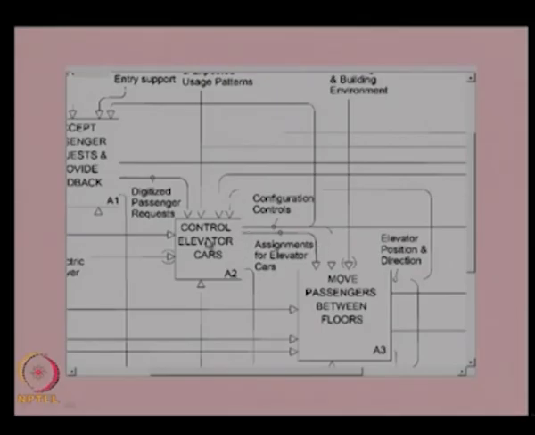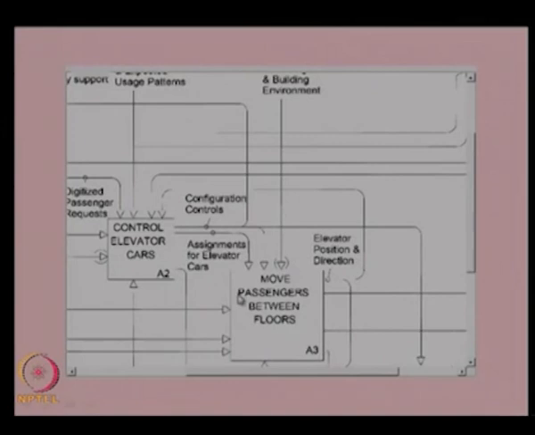So which car should go to which floor and where it is, all this information will be processed and the assignment will be sent to the third function called move passengers between floors. So that is the A3 function.